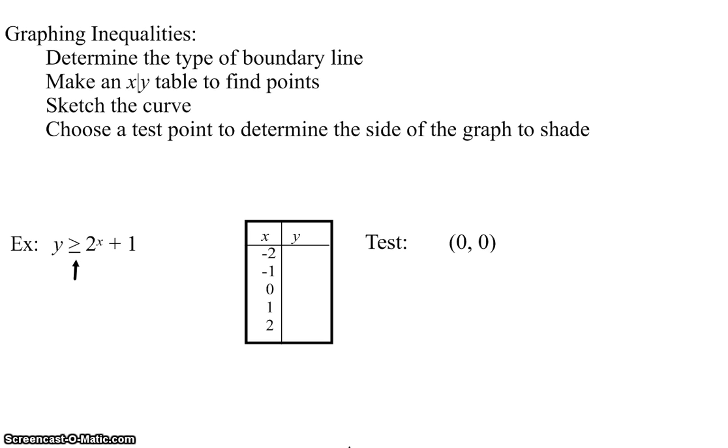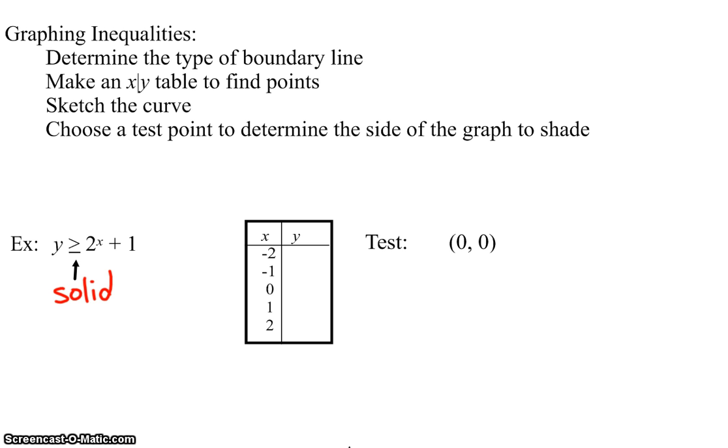Graphing an inequality is exactly the same as graphing an inequality for any other type of function. The first thing we have to do is determine the type of boundary line, sketch the curve, test which side to shade. So in this particular example, because the problem is greater than or equal to, we know we're going to have a solid boundary line. Our function was 2 to the x plus 1.